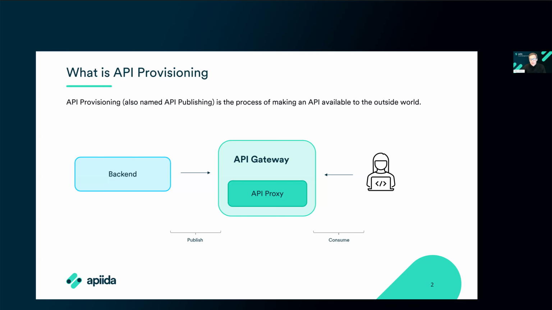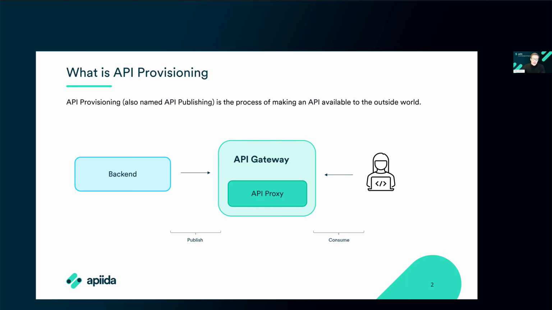And as we all know, you never do that directly. You always use an API gateway in between for security reasons, but also for other reasons, as we will see in a minute. And that means that there needs to be some piece of software running on that API gateway that takes the request from the outside world, does something with it, and then just places the call to the backend. And that is what we call an API proxy. And the process of creating such an API proxy, that is what we call API provisioning.